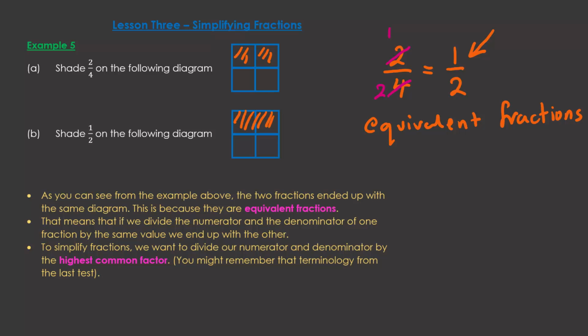So as we can see from the example above, the two fractions ended up with the same diagram. This is because they are equivalent fractions. That means that if we divide the numerator and the denominator of one fraction by the same value, we end up with the other. And we showed that when we divided the top and the bottom of this one by 2. To simplify fractions, we want to divide our numerator and denominator by the highest common factor.